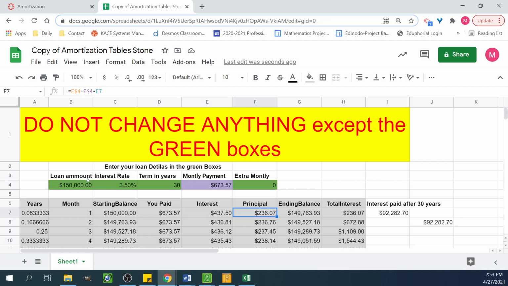Now, principal is how much you borrowed. So after your first payment, only $236 is paying down your principal. The rest is going to interest. So about double is going to interest. Does that make sense?